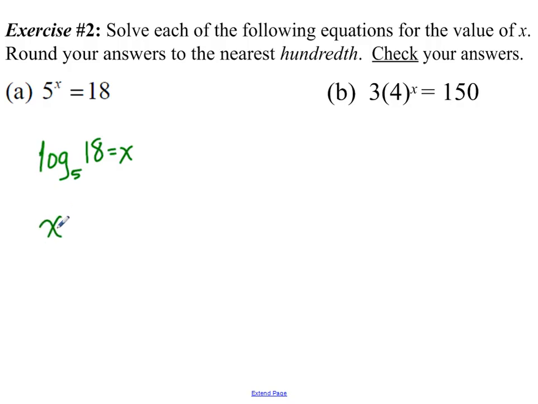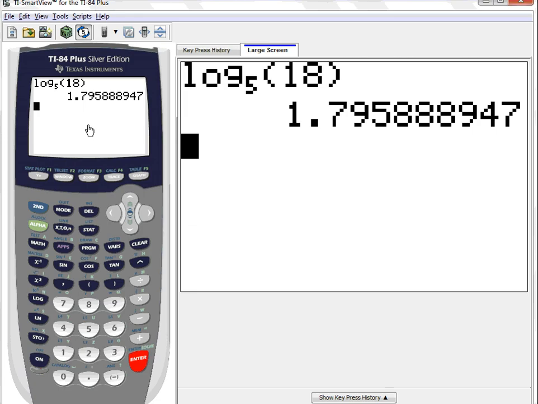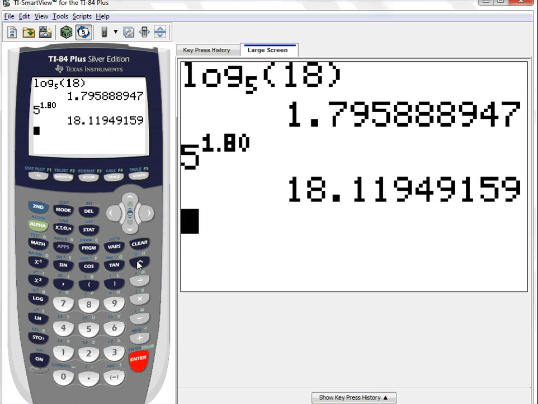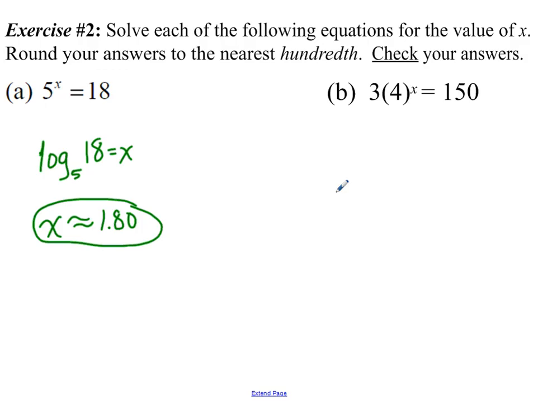So x is approximately, use those wavy equal signs. What does that mean? What did we just find out? We just found out the exponent you raise 5 to get pretty close to an 18. Let's check it. Do 5 raised to the exponent 1.80. Not perfect because we rounded. The more accuracy we kept x in, the better this result would be.